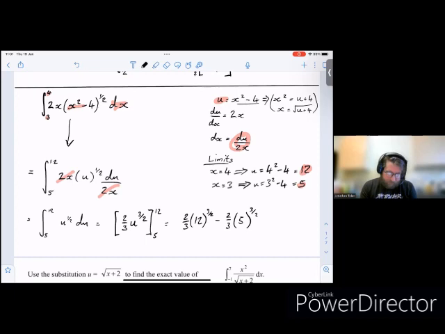Okay, and that gives us an answer of 20.3. That's rounded.